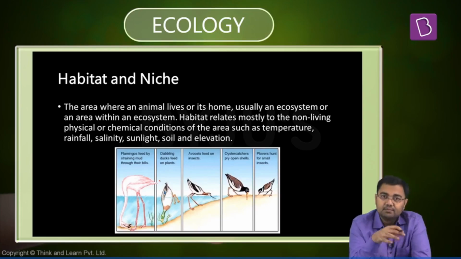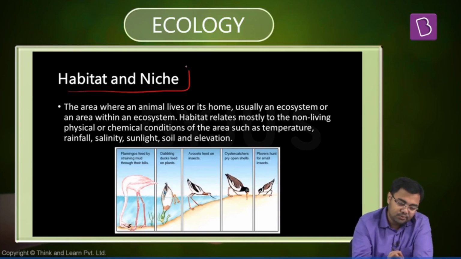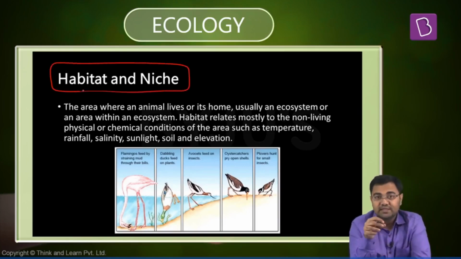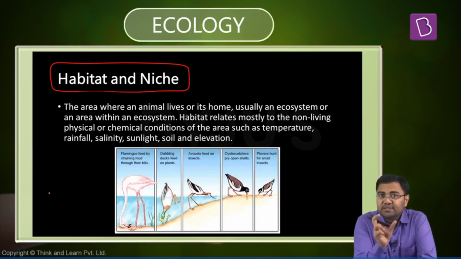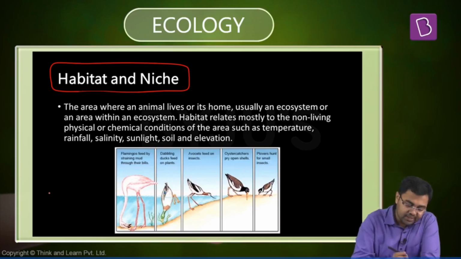So next, continuing on the same discussion, the next thing that we need to discuss is what is habitat and what is niche. Now these two concepts, habitat and niche, are actually a little confusing because more or less they mean the same thing, but there is a small difference between the two. When I say habitat, in very simple terms you can say it is the address of an organism or home of an organism, natural surrounding of an organism. So this is what habitat is.